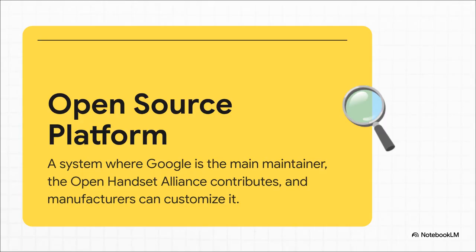Now, that term open source is the real secret sauce here. It's the key to Android's world domination. What it means is that the source code is public. So any company, whether it's a giant like Samsung or a tiny startup, can grab that code, change it, and build their own phones around it. That's why there's such an incredible variety of Android devices out there.